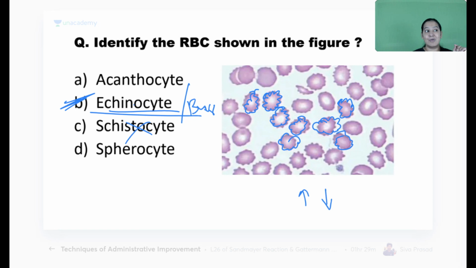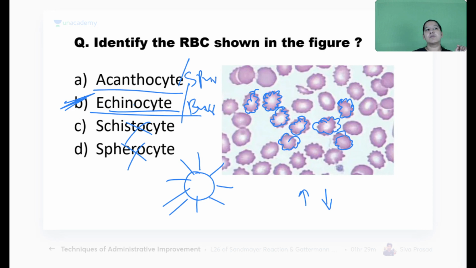It is not cystocyte. Cystocyte is helmet shaped. It is not spherocyte. Spherocytes are circle with no central pallor. It is completely red looking. It is not acanthocyte. Acanthocyte is having less spiculations but more sharp. Acanthocyte is also known as spur cell. So spur and burr. Everyone give me a thumbs up.